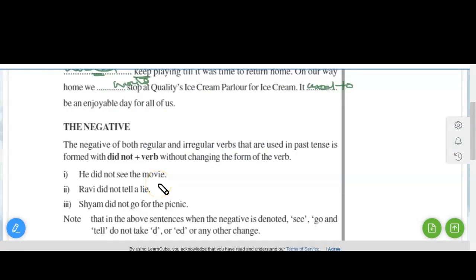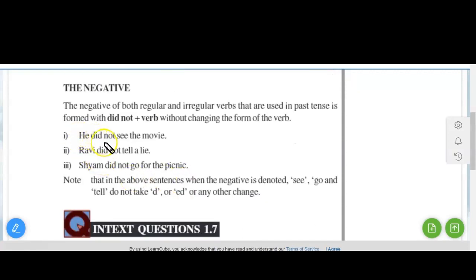Next one is the negative. The negative of both regular and irregular verbs that are used in past tense is formed with did not plus a verb without changing the form of the verb. Let's see the example of how it is. He did not see the movie. Here, did not is used with see, the first form of the verb. Ravi did not tell a lie. Shyam did not go. So the first form and the did not term.